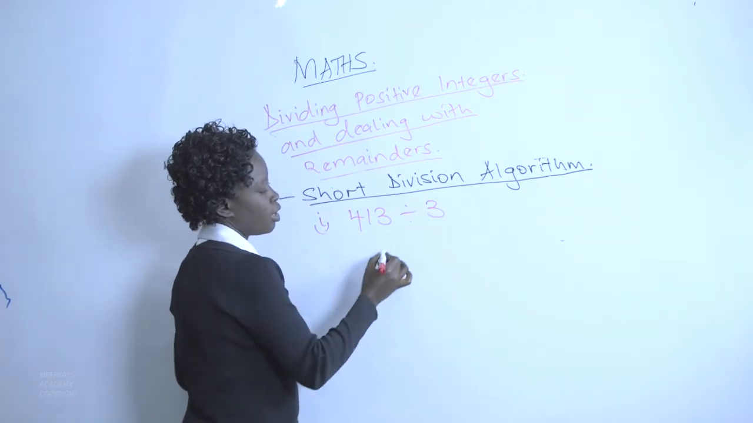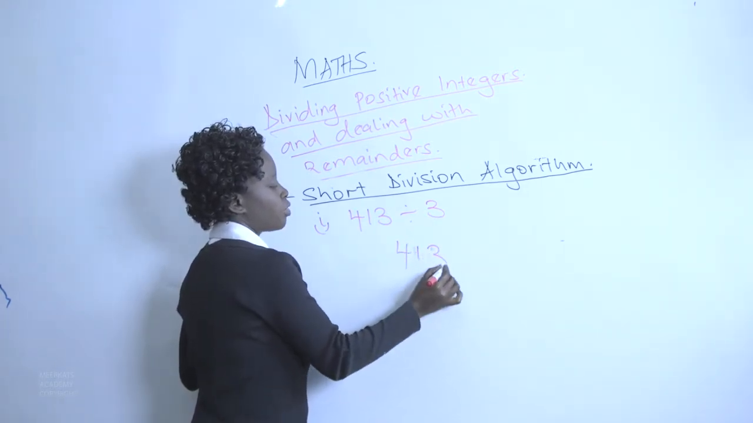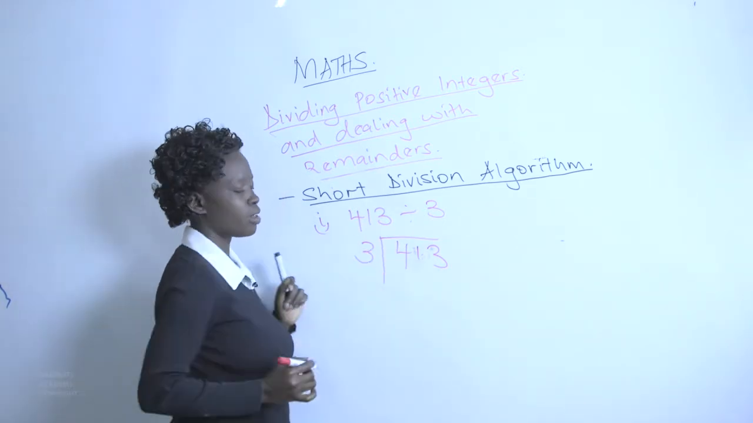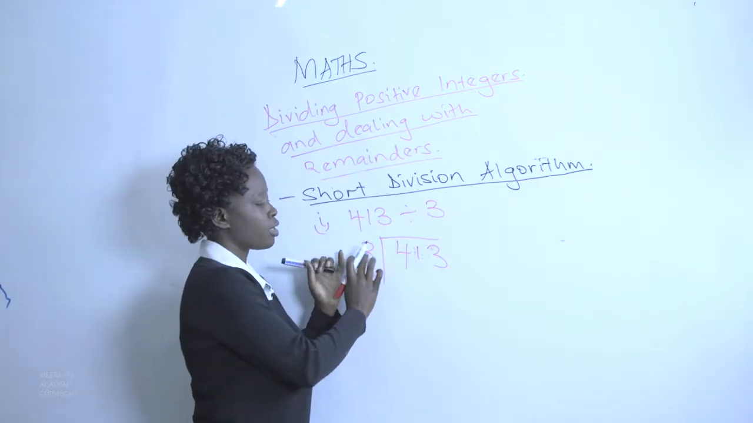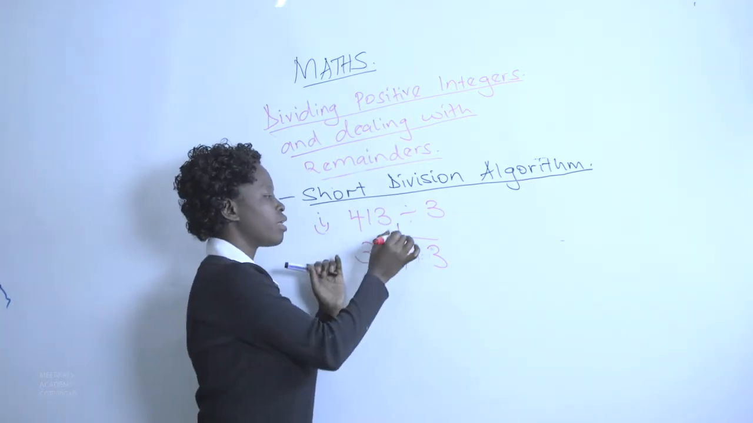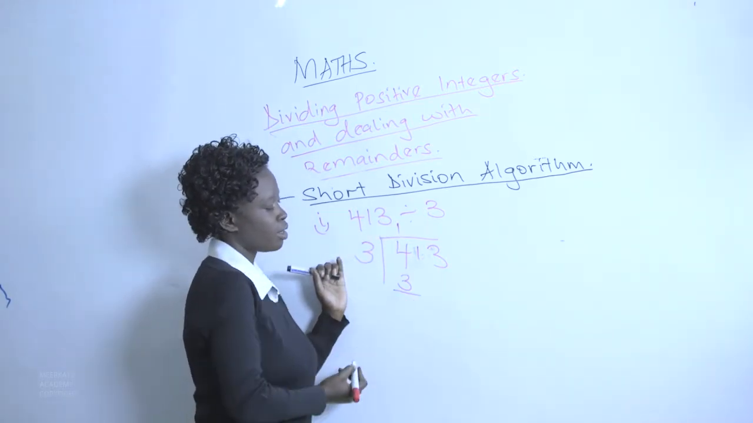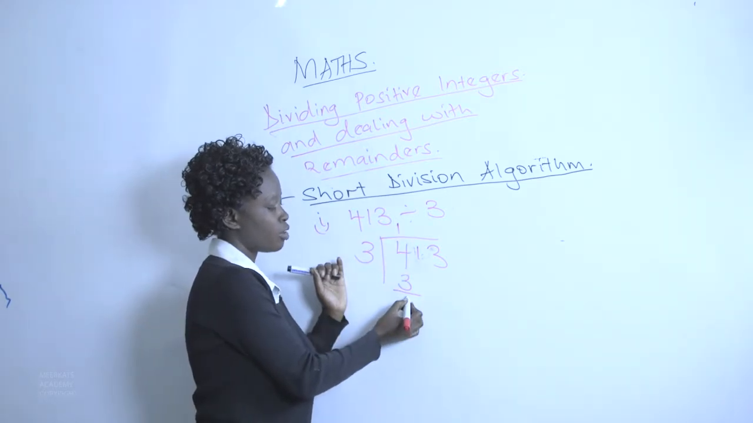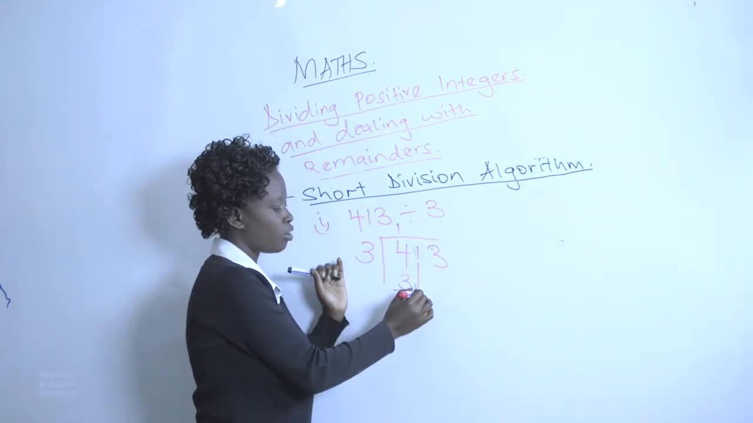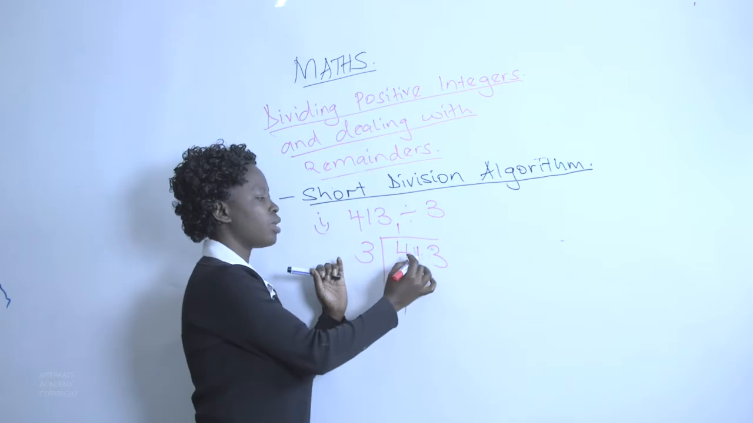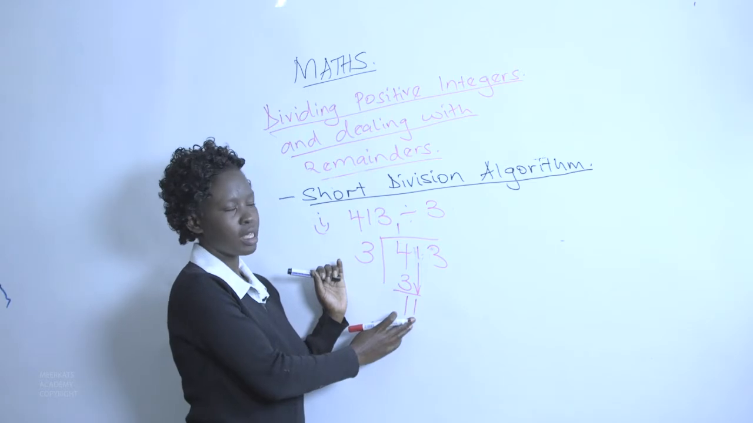So 413, through the short division algorithm, we have 3 into 413. We said that we are going to start from the far left. So we have 3 will go into 4 once. 1 times 3 is simply 3. Then when I subtract 4 minus 3, we get 1. So this remainder that we get, we bring it to the next digit that we have, and the next digit we have is 1. So when I bring 1 to the remainder, then we get 11.